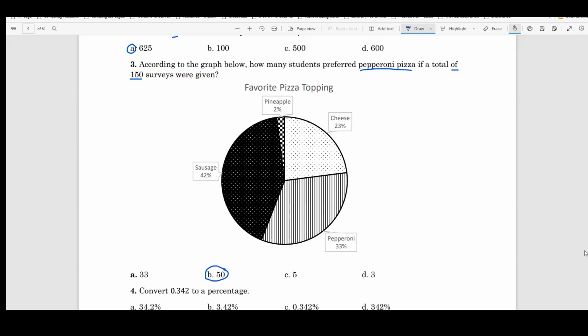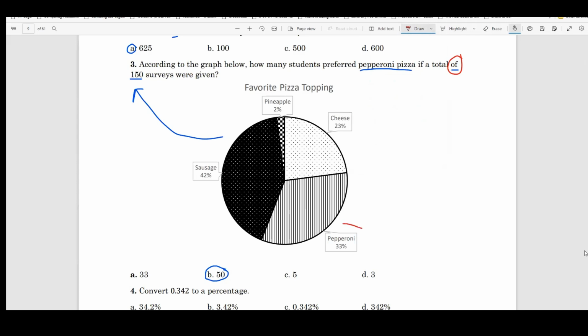Dead giveaway: anytime you are given a circle graph based on percentages, and the question is describing whole numbers, you're always going to multiply. Another dead giveaway is the word "of," because we're saying how many students preferred pepperoni if the total of, that means we're pulling a piece of that, 150 surveys were given. There are two different ways you can do it. I'll show you a short way, and then I'll show you the is over of that works every time. So it depends on where you are in terms of skill level.